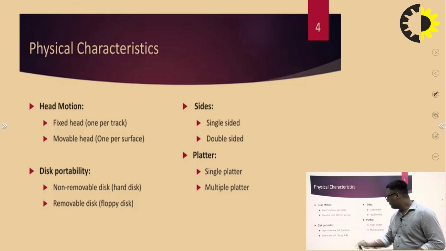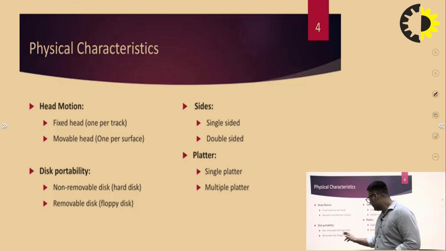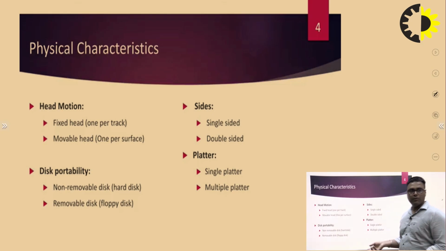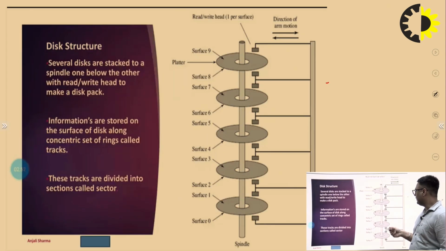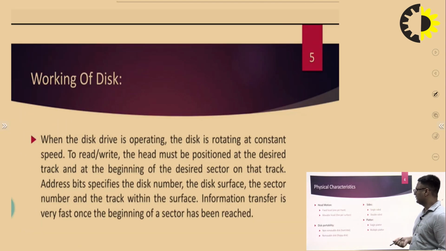And disk portability: non-removable disk, like a hard disk, and removable disk, like a floppy disk. All of you know what a floppy disk is and what a non-removable disk is. It is single sided or double sided, and platters can be single platter or multiple platter. Multiple platters, different platters are used in these figures.